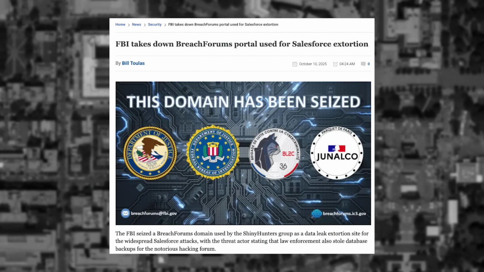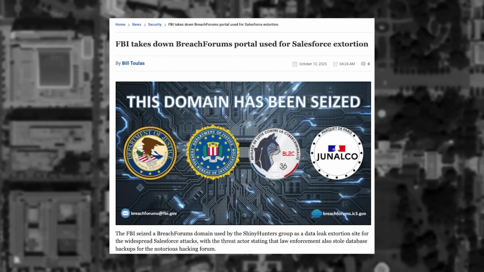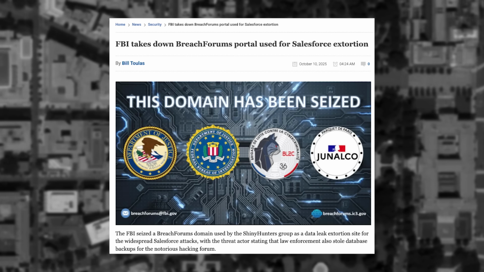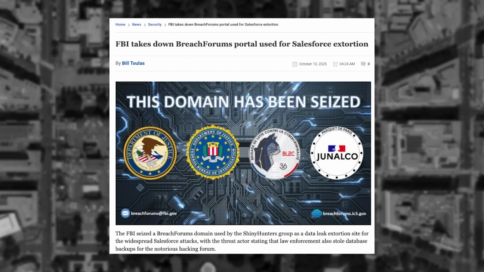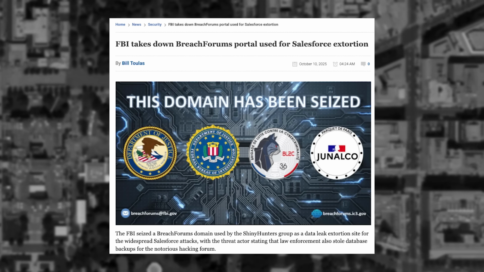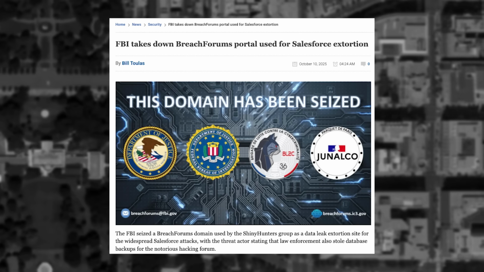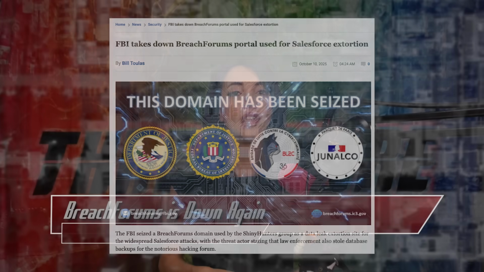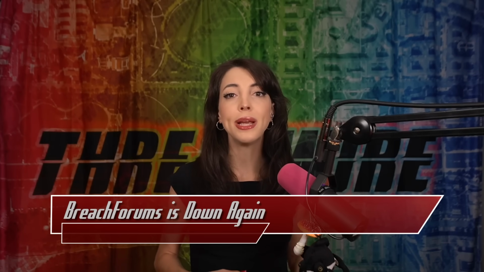BreachForums was seized once again. On October 7th, 2025, the FBI, in collaboration with French law enforcement, seized the domain and changed the domain name servers to FBI-controlled servers. This instance of BreachForums was run by Scattered Lapsus Hunters and was being used to extort companies affected by a recent Salesforce data theft attack. The Tor instance of BreachForums also went down but eventually came back up, maintaining the threats that data will eventually start leaking if ransoms are not paid.